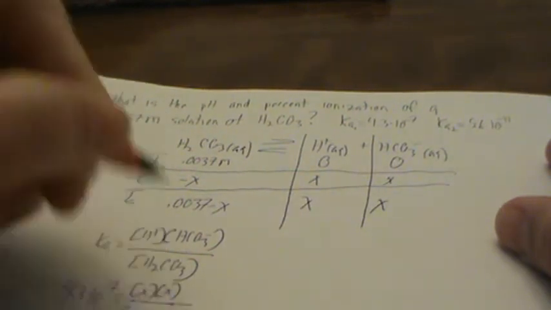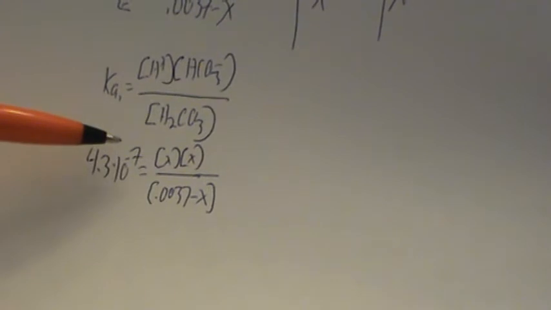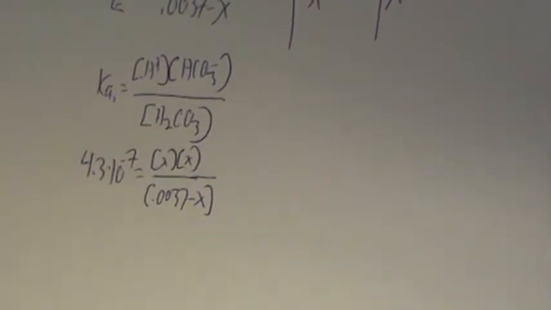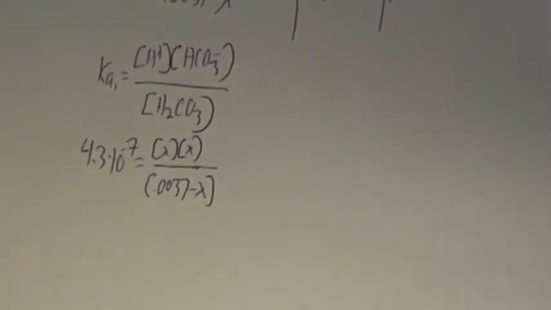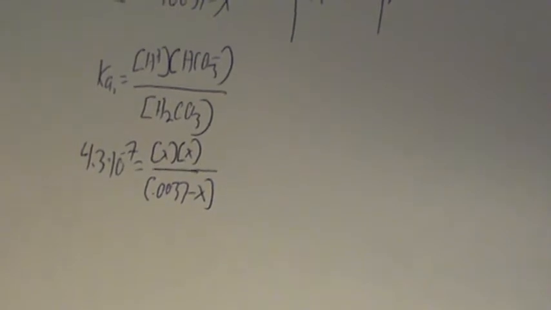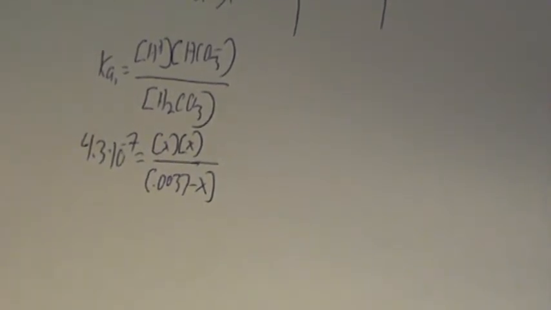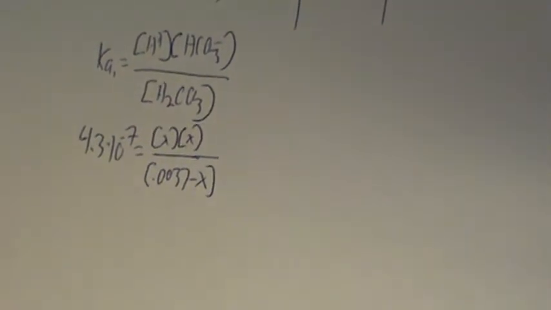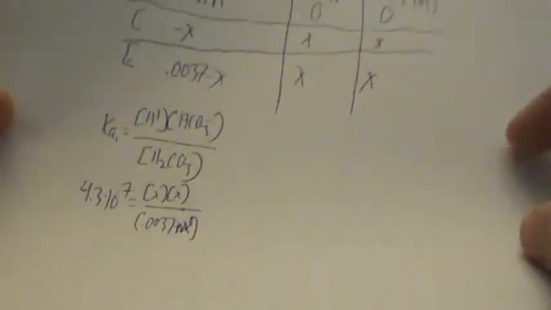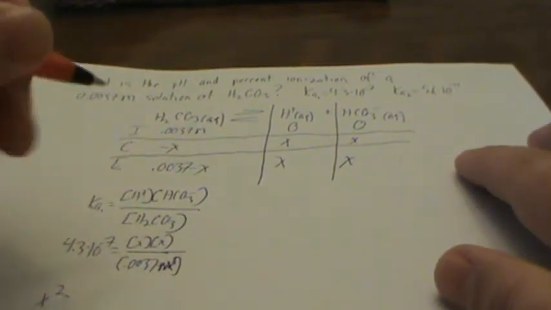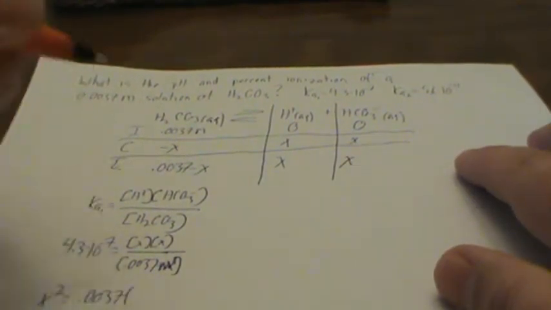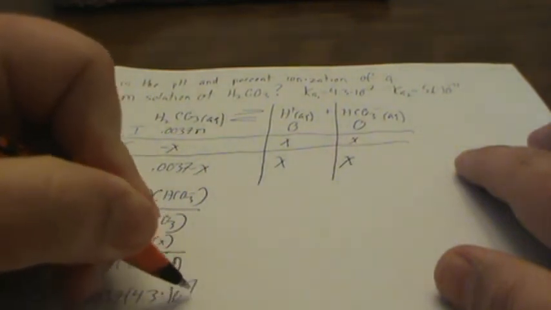0.0037 minus x. Just like I said yesterday, if our Ka is really small, the change won't come into play. Exponents like negative third, negative second, negative first are big enough for the change to matter, but negative fourth, fifth, sixth, seventh are so small that we're not going to worry about the change. So since our Ka is times 10 to the negative seventh, we can negate out that minus x. X squared is equal to 0.0037 times 4.3 times 10 to the negative 7th.